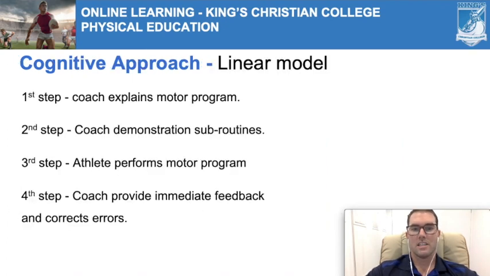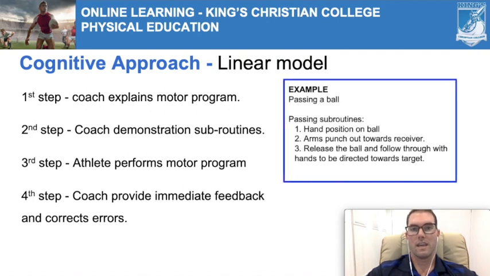So as I said, this linear model is a step-by-step process. The first step is when the coach explains the motor program. The second step is when the coach will demonstrate the subroutines. The third step is when an athlete performs the motor program. So the motor program will be from start to finish. So for the golf swing, that will be from setup all the way through to contact and follow through. And the fourth step will be the coach provides immediate feedback and error corrects.